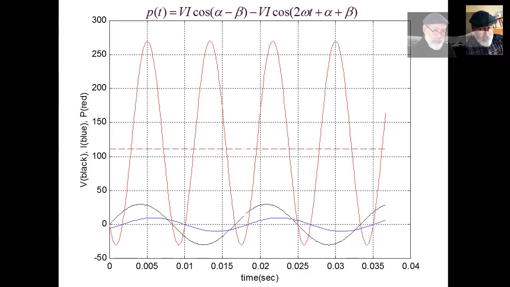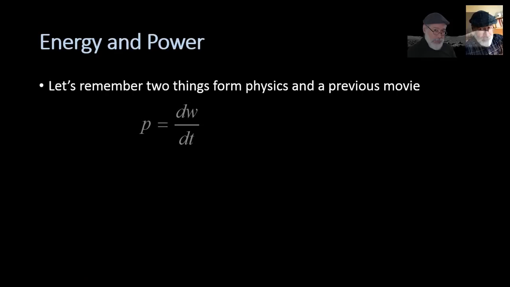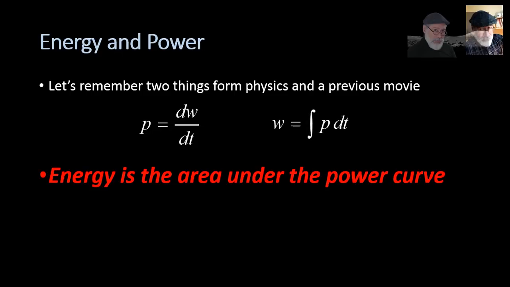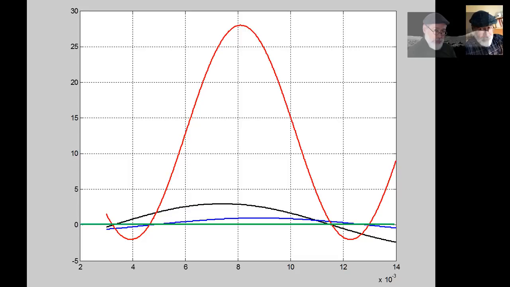Let's remember something we have seen before, right? Energy and power. Remember that power is dW/dt, but energy is the integral of power with respect to time. Energy is the area under the power curve. Or better, let me plot there the power.